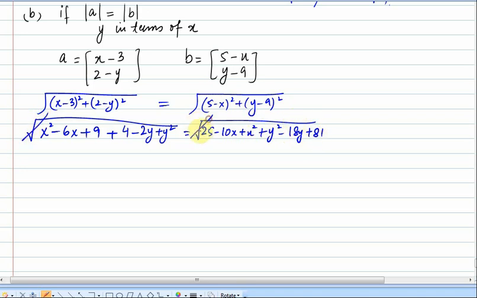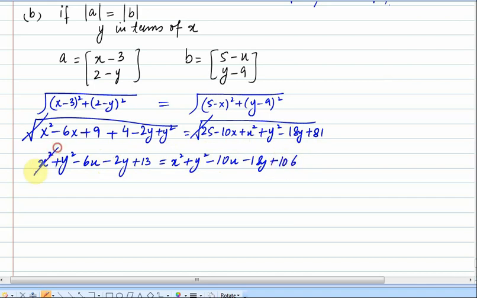Now square and square cancel each other. Apart from that, on the left it will be x square plus y square minus 6x minus 2y, and 9 plus 4 is 13. On the right side, x square plus y square minus 10x minus 18y, and 81 plus 25 is 106. Now x square and x square cancel, y square and y square cancel. What is the leftover part?